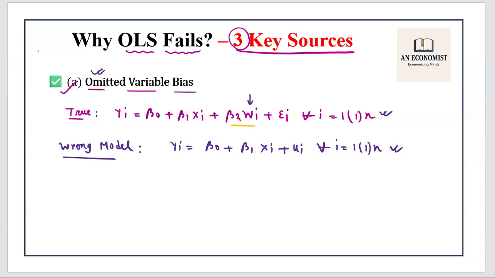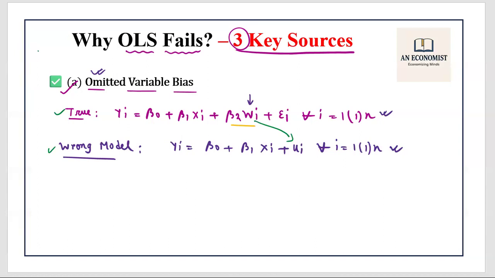If you look at these two models, the true model and the wrong model, what is the first observation that you can make? Can you please pause the video and think? What is the first observation that you can take? Where will this wi go? The simplest answer is that the wi will be included in the error term.